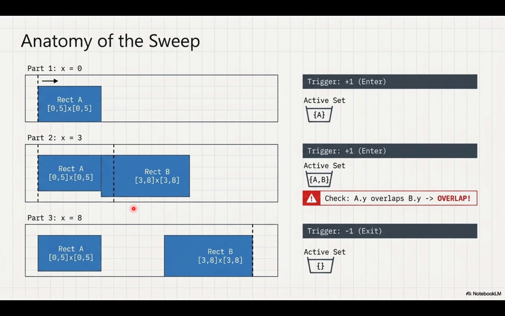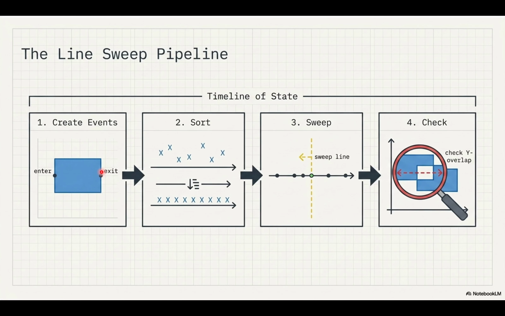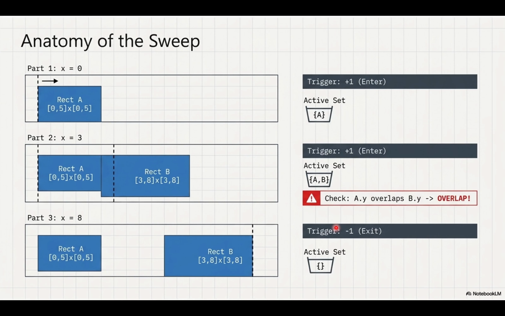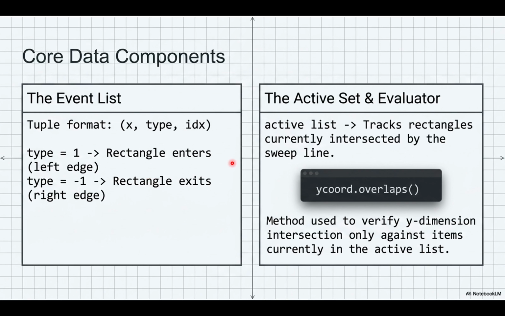Oh, okay. The slides actually show the specific command in the Python code for this. It's a pop function, active.pop specifically, that removes the item. So let's trace the scanner again. It just checked paper A and paper B. Right, and the scanner keeps moving to the right. Eventually, it reaches the right edge of paper A. Which triggers the -1 event. Exactly. And the algorithm immediately pops paper A out of the active set. It completely purges it from active memory.